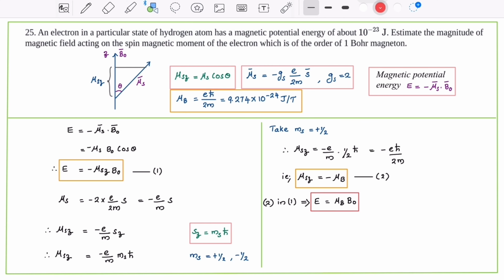Now, B0 is nothing but E by mu b. E is given in the question as 10 raised to minus 23 joule. Therefore, we can write B0 is equal to E by mu b, that is equal to 10 raised to minus 23 divided by 9.274 into 10 raised to minus 24. And the answer is B0 is equal to 1.078 Tesla.